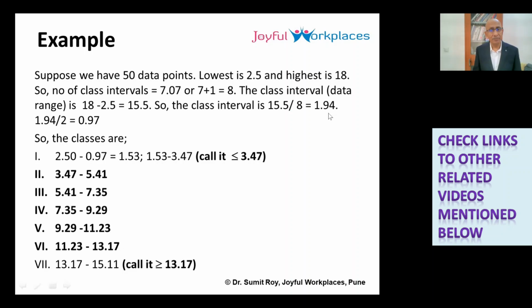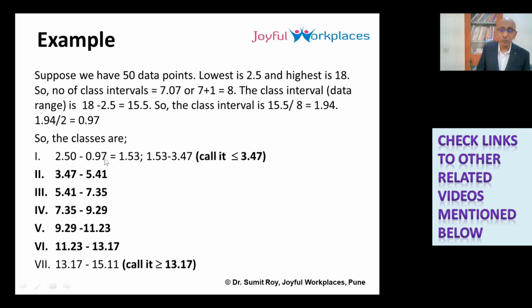अब हम क्या करेंगे? क्लासेस को डिटरमिन करेंगे. कहां से शुरू करेंगे? 2.5 से शुरू करेंगे. तो करने के लिए हम 1.94 को पहले divided by 2. 1.94 divided by 2, 1.94 is what? The class interval. तो ये क्लास इंटरवल को मैंने 2 से डिवाइड किया. 2 से डिवाइड करने के बाद मुझे क्या मिला? 0.97.